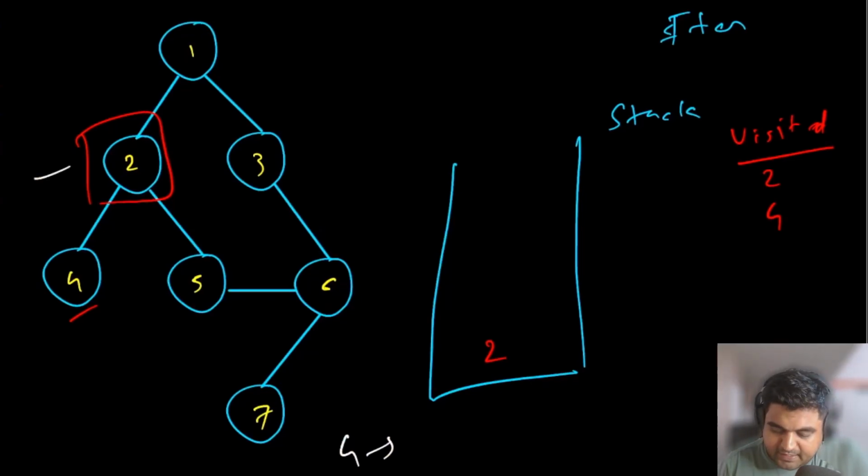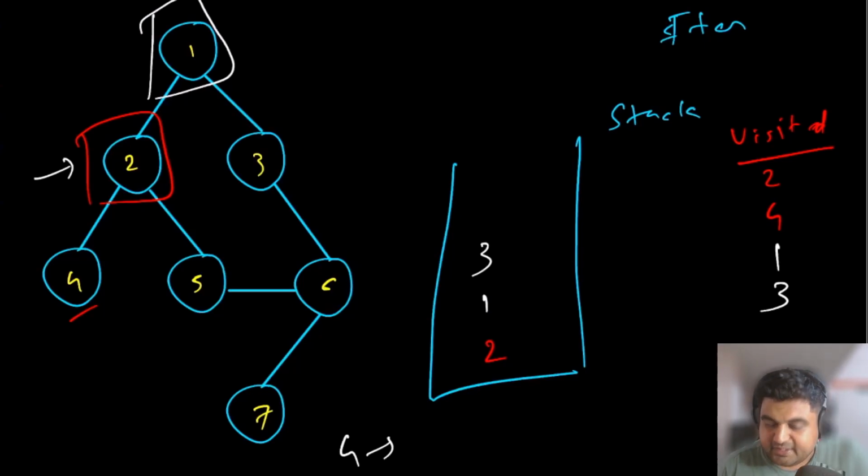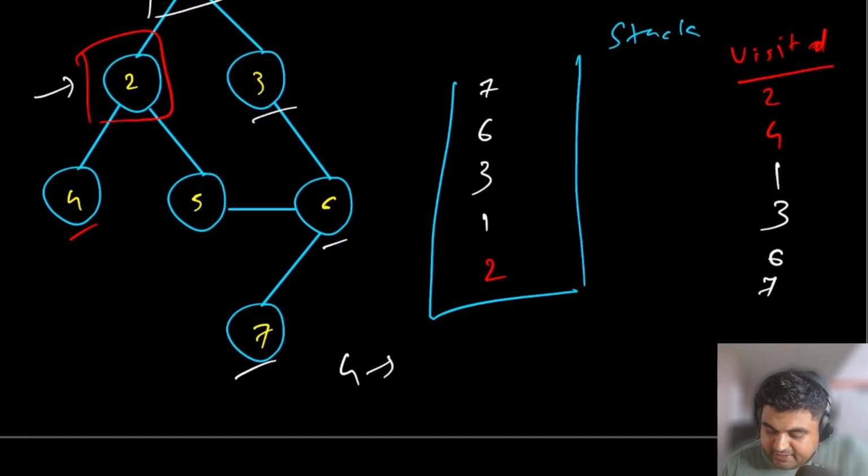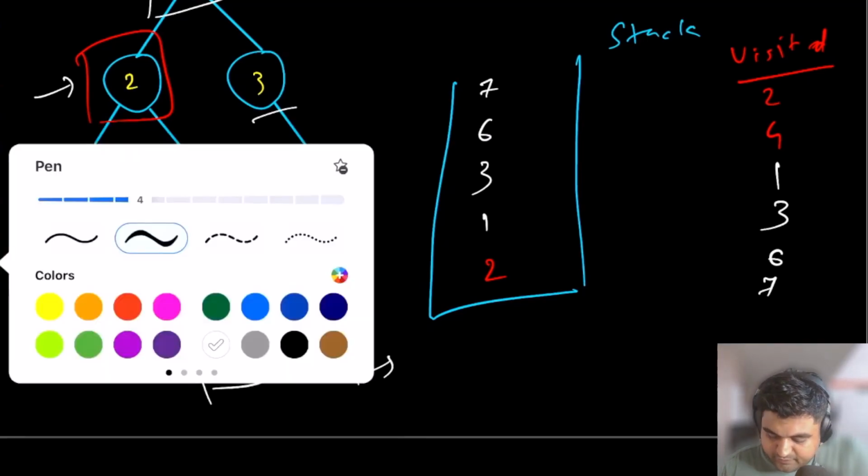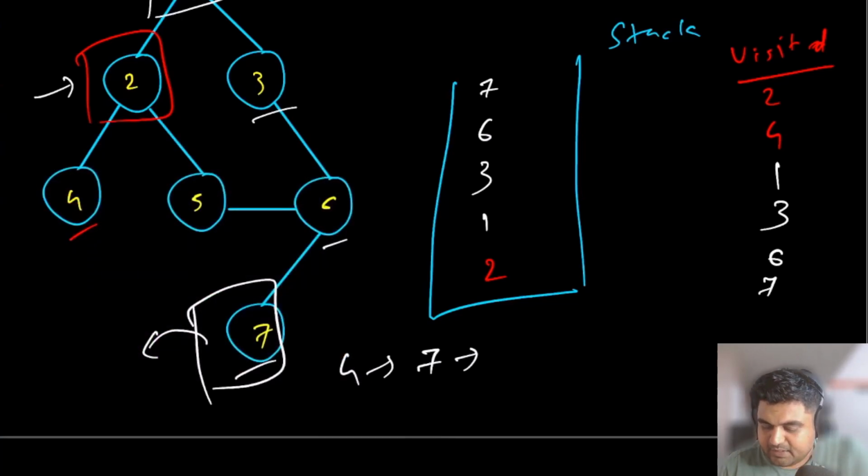After node number 4, we are back at node number 2. It still has neighbors that we haven't visited, so let's say we visit node number 1. We mark 1 as visited and add an entry for 1 here. Again, 1 has neighbor 3 that we haven't visited, so 3 comes into the stack and the visited hash set. Again, 3 has node 6 that we haven't visited, so 6 comes here. Again, 6 has 7 that we haven't visited, so 7 also comes into the stack and the visited hash set. From 7, there is nothing more to visit, so now we pop 7 out. So after 4, 7 has been popped out.